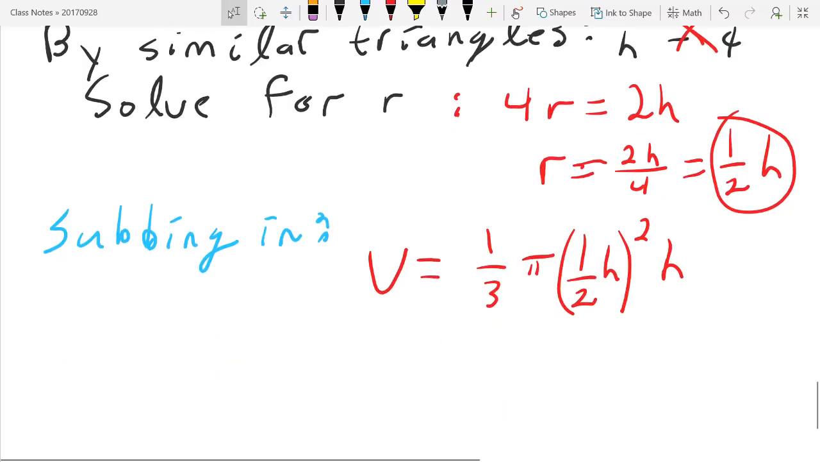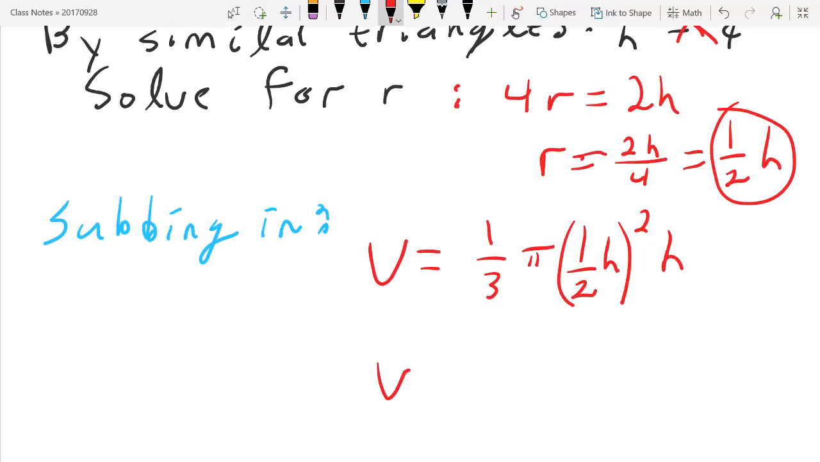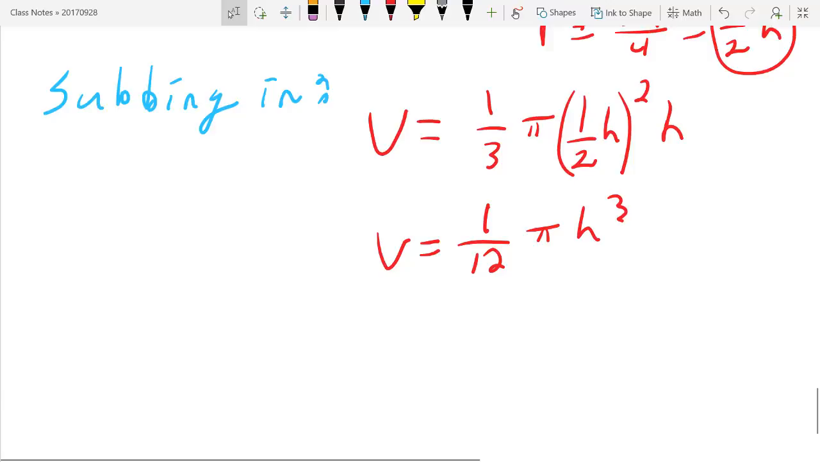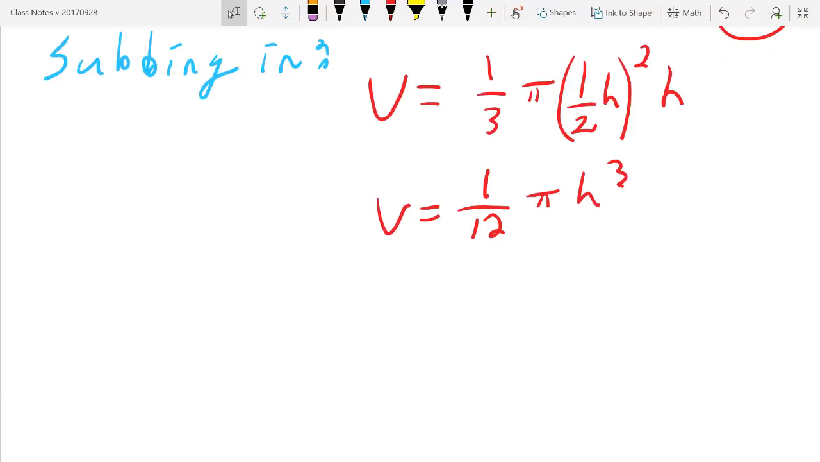Okay. So if you simplify that down, 2 squared is 4. 4 times 3 is 12. So it's actually going to be 1/12 pi h to the 3rd power. Again, I just did some of the math here, right? This step. So I got a 4th, got a 3rd, multiplied to be a 12. And now we can do the derivative.